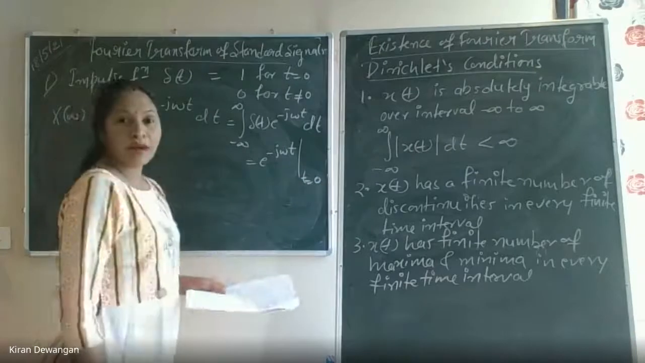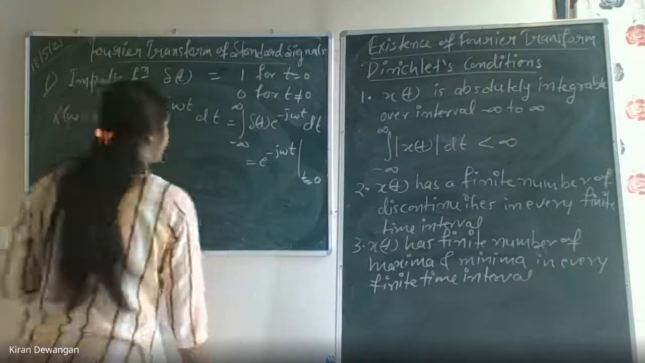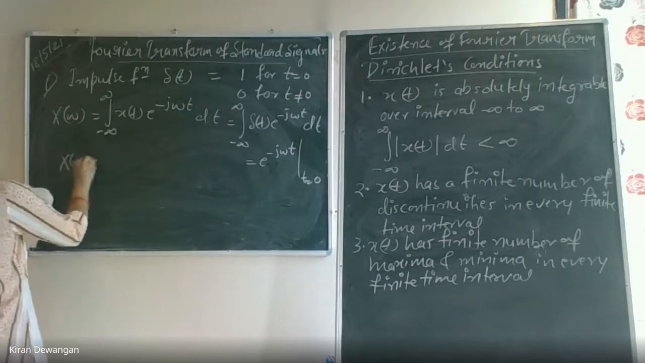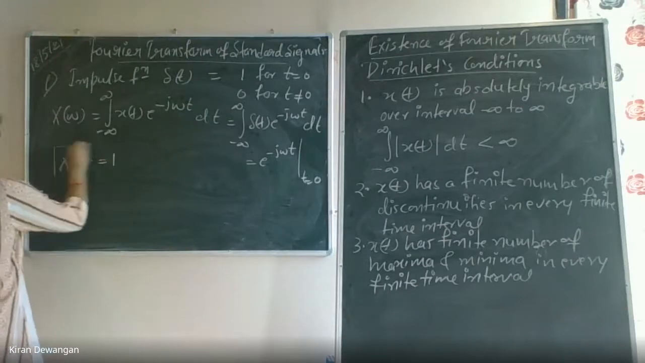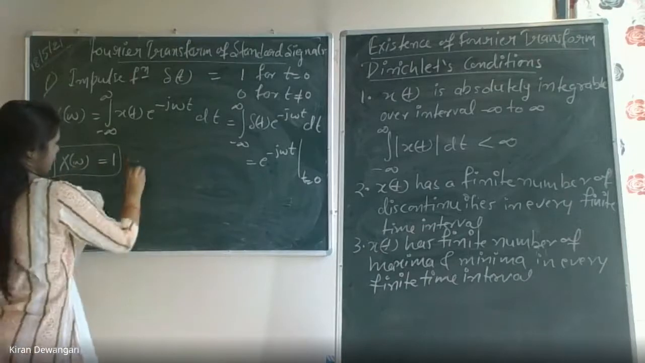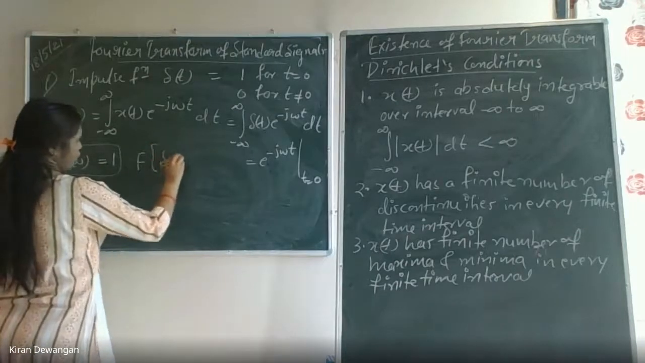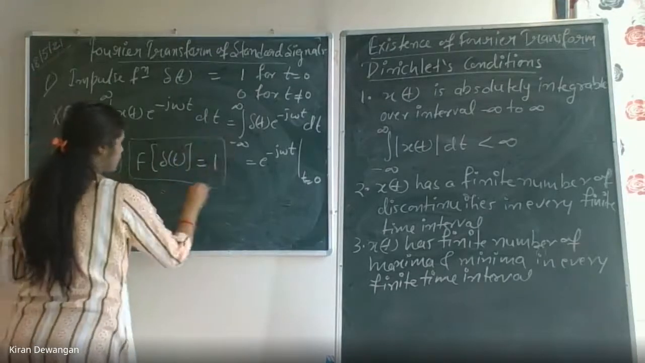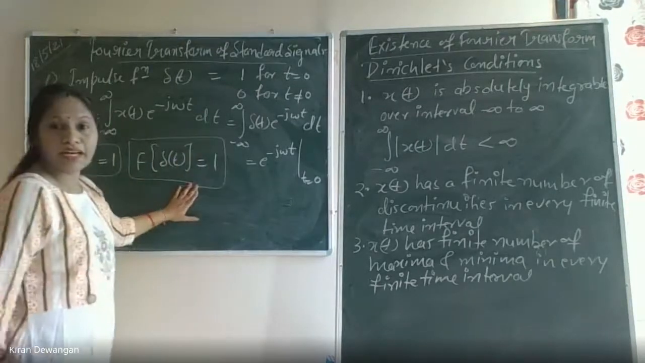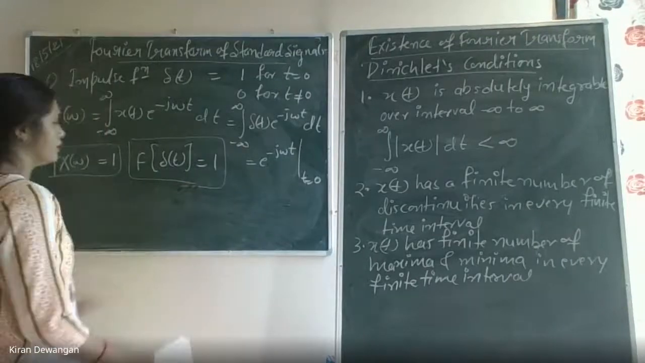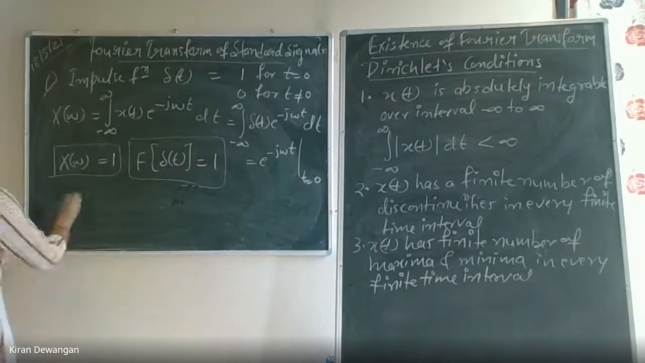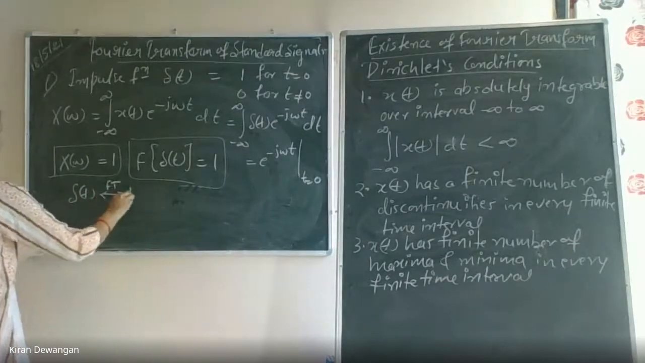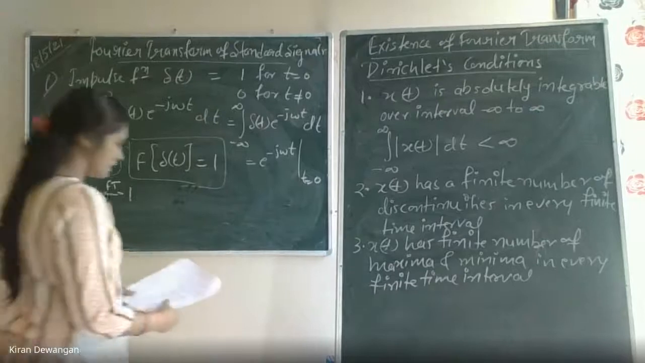ठीक है? तो ये आपका t equals to 0 हो जाएगा. So the value will be 1. So x of omega is 1. That means the Fourier transform of del t is 1. So we need to remember this thing, that the Fourier transform of del t is always 1. ठीक है? So this is how we can even write this as del t as Fourier transform 1. ठीक है? So this is the first one.